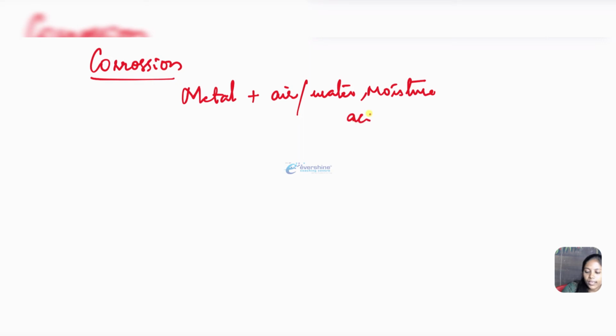And then the next topic in this lesson is corrosion. So what do you mean by corrosion? Metal reacts with air, water, moisture, acids, and becomes rust. This process is called corrosion.